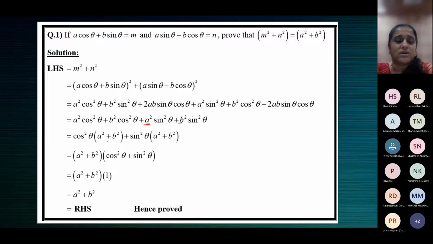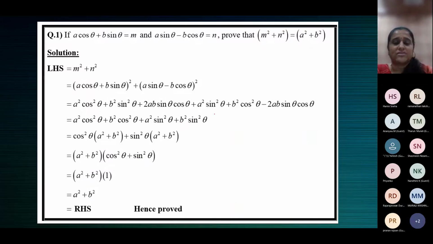Then you know how it works. You should write this a square plus b square once here, and then cos square theta plus sine square theta. And you know that this is 1. Cos square theta plus sine square theta is 1. So a square plus b square, which is the RHS. You have to prove that m square plus n square is equal to a square plus b square.